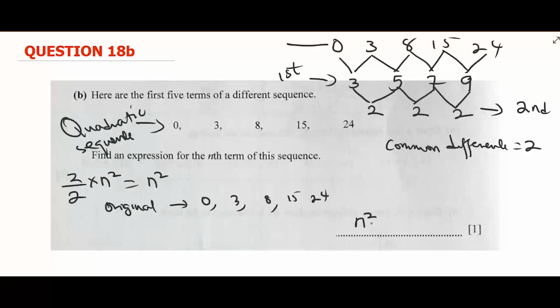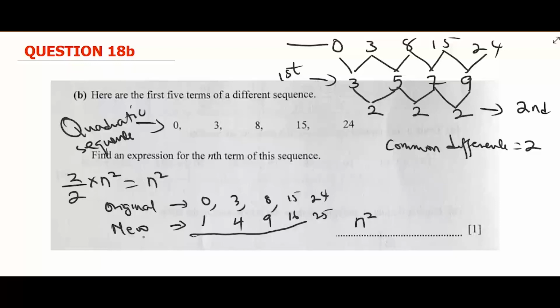Now I'll use this n squared to form another sequence. So when n equals to 1, I have 1 times 1, that is 1. When n is 2, I have 2 times 2, that is 4. When n is 3, for the third term, 3 times 3, 9. When n is 4, 4 times 4, 16. When n is 5, 5 times 5, 25. So I have to subtract this. Okay, I have to take this one as my new sequence.